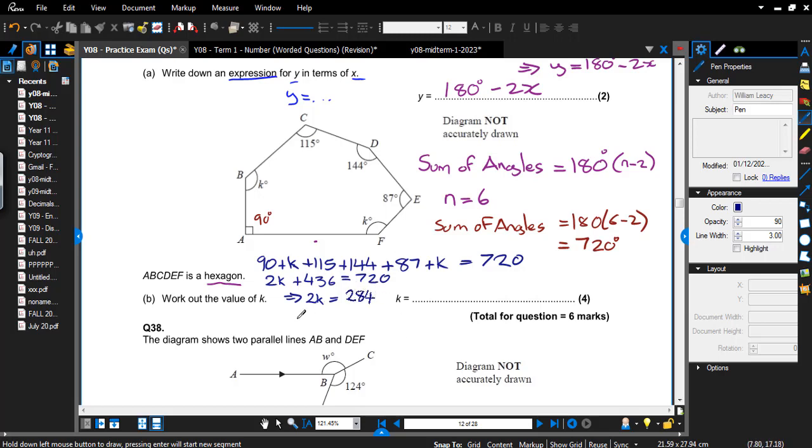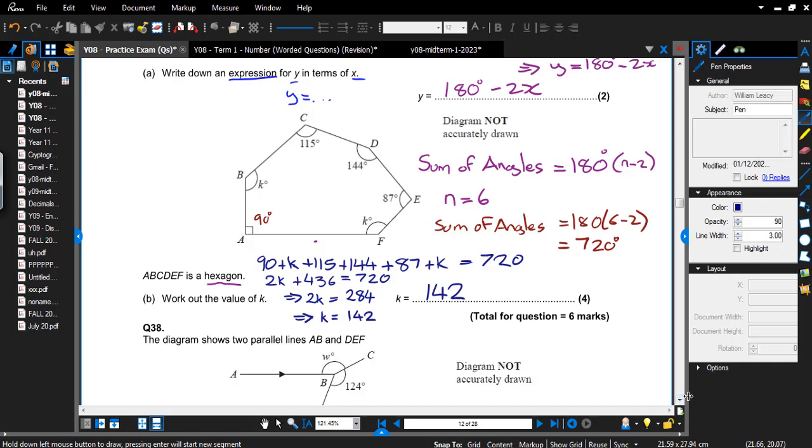So that means k equals what? 142, easy division. Does that look like 142? Yeah, bigger than 90, less than 180. It's not drawn accurately, so it doesn't really have to be, but it looks like it, so it's all good. So I'm getting k equals 142.